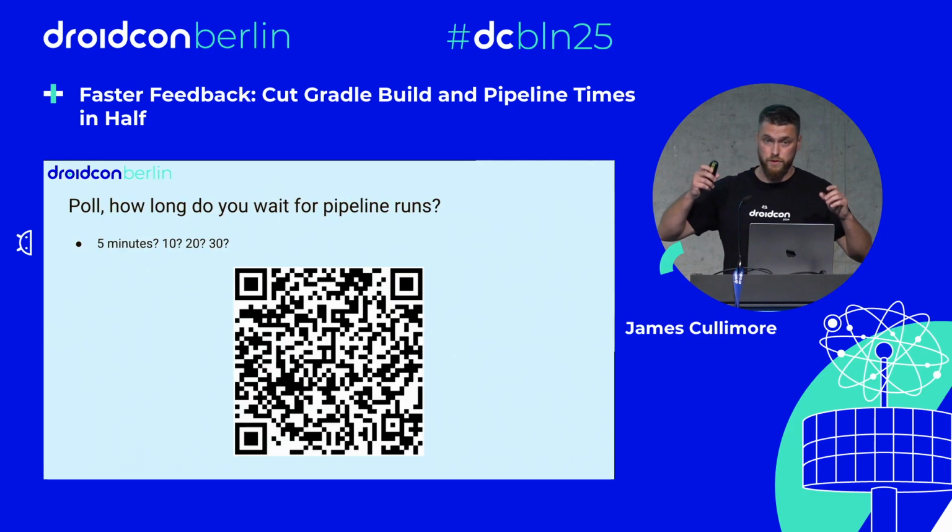It's another QR code for you to add in. This time it's not for your Gradle build locally, but rather your CI/CD pipeline times, the average wait time you would have. And as soon as the talk is over, we can have a quick look at all the results so that we all have a bit of insight into how long everyone's waiting.